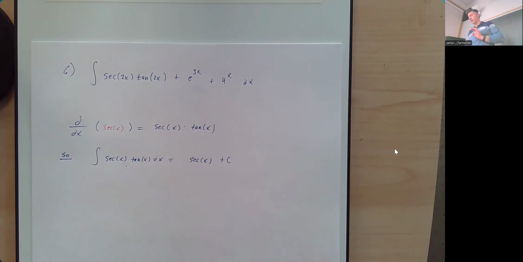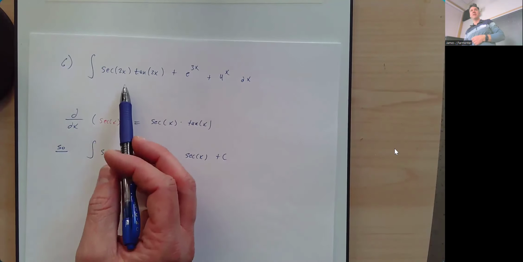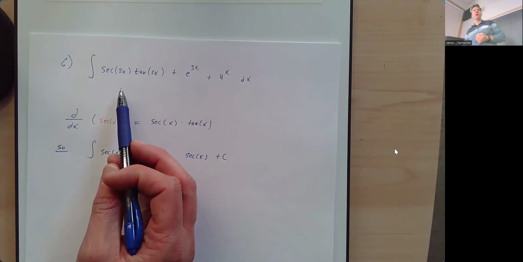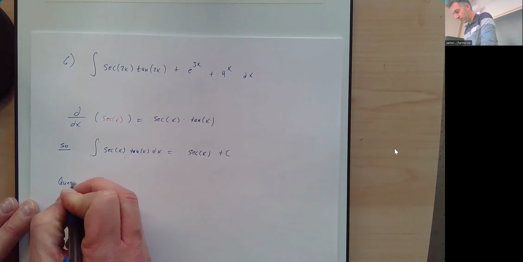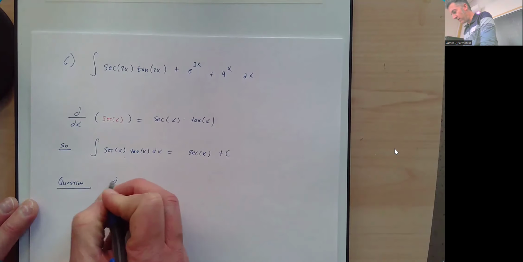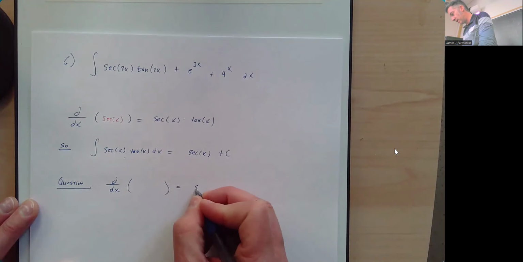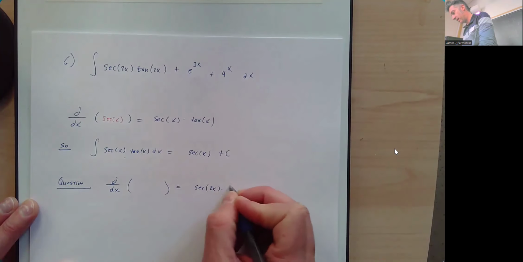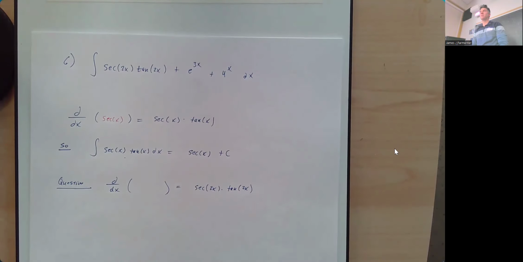So now here's where we have to be a little bit more careful. I'm trying to find the antiderivative of secant of 2x times tangent of 2x. Or in other words, I'm asking the question: the derivative of what function is going to give me secant of 2x times tangent of 2x? Well, what seems like a likely candidate? Not secant of x, but secant of 2x.